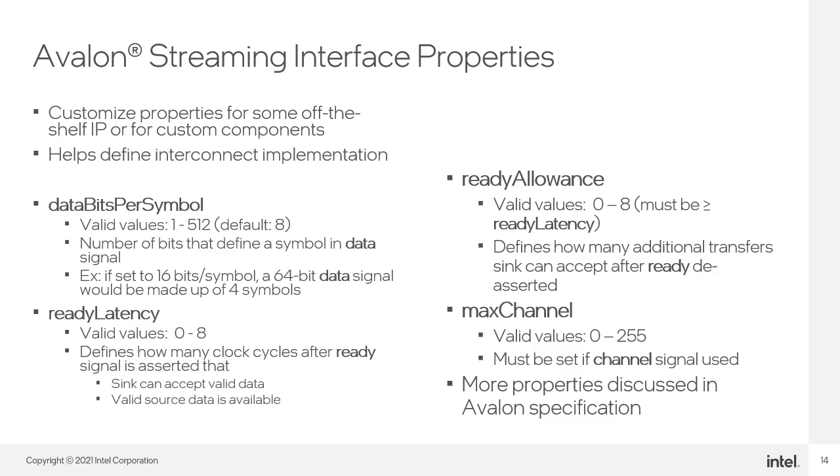Finally, the max channel property indicates the maximum number of channels supported by the interface. This property must be set if the channel signal is used. There are many more properties available for an Avalon Streaming interface. See the Avalon specification for a complete list and details on each.